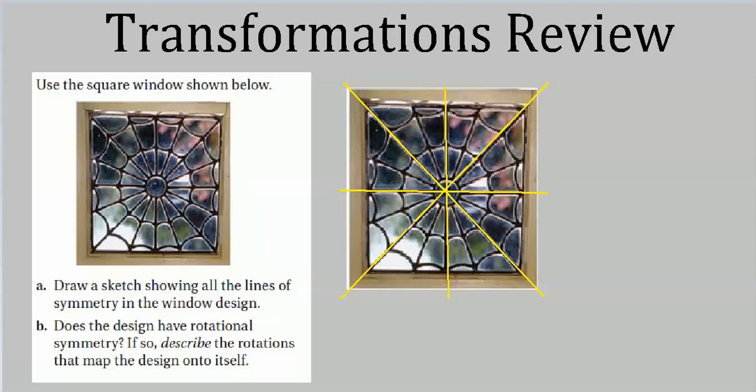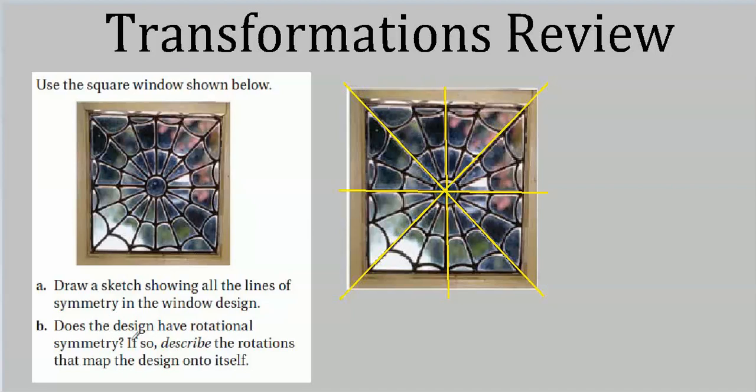We can draw lines along the diagonals, and if we were to fold this over, it would fit perfectly. In other words, everything above this yellow line is identical to what's below it, and that's true for each of these lines of symmetry. As I say, it has the same lines of symmetry that a rectangle or a square would have.